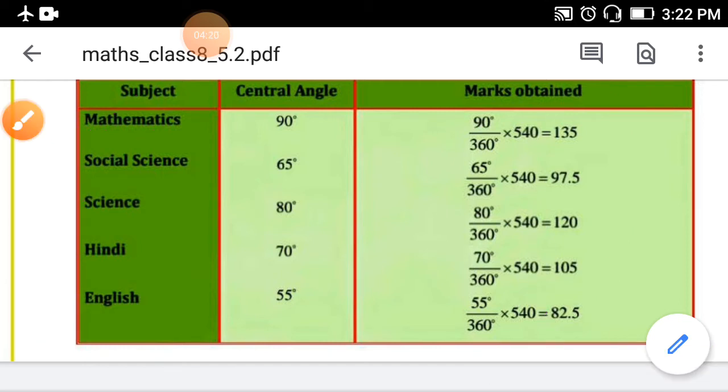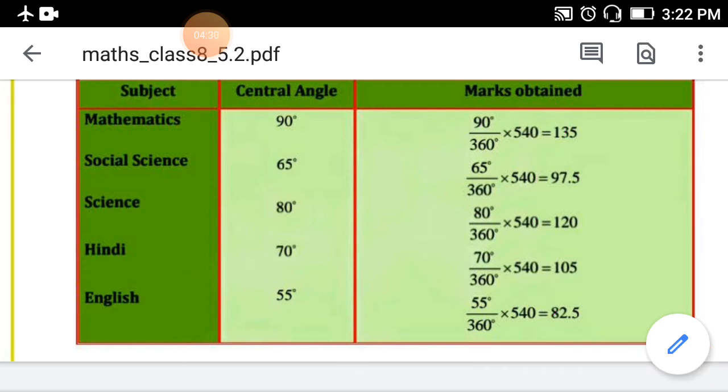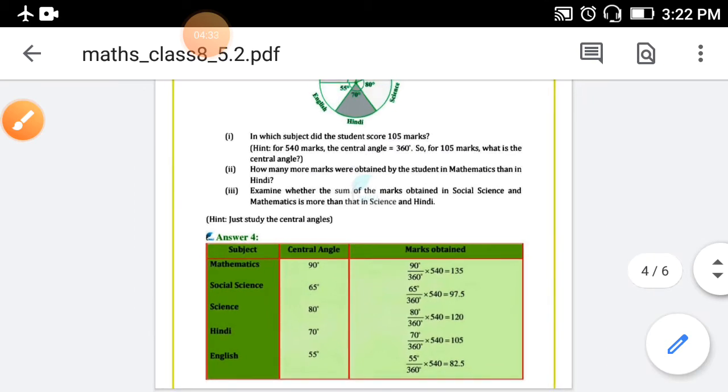Now you will think, why is it marks only? Because here whatever we have multiplied, that is total score 540, it is marks. So we will get the answer in marks obtained. First question, in which subject did the student score 105 marks? Find out, it is Hindi.